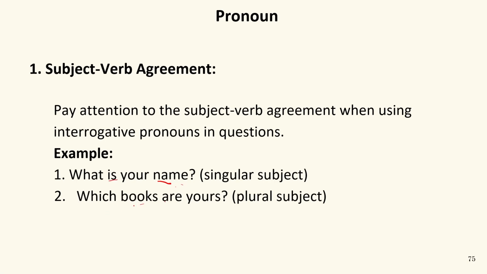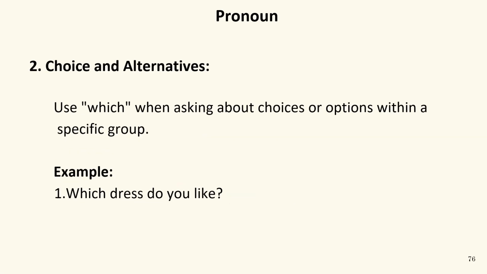Which books are you reading? So which books? Books are plural. That's why we have used the word are over here. Or which among these are your books? Again, the books are plural. That's why we use are over there. That is a plural verb. Choices and alternatives. Now, in this case, we should have knowledge of relative pronouns as well, which we will discuss later on in the next session.